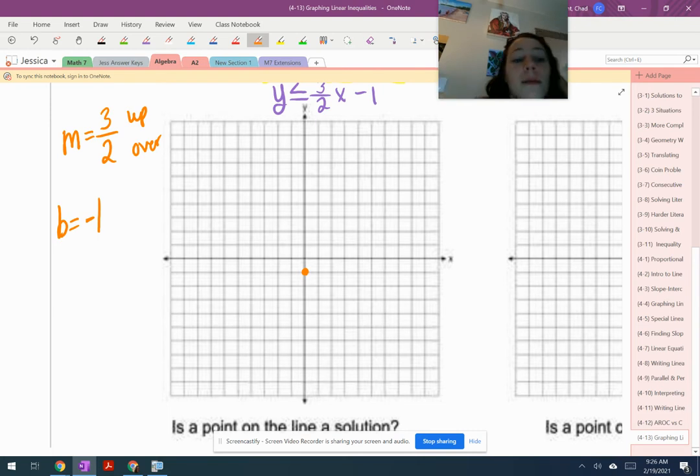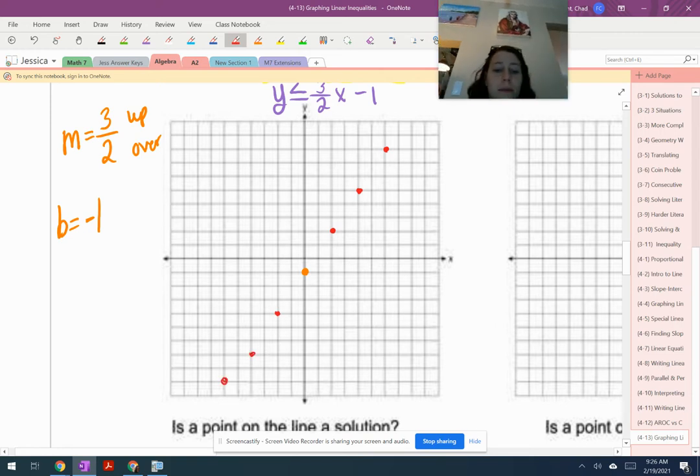And now my slope tells me up 3 and over 2. So up 1, 2, 3, over 2. Okay. Nope, I did that last point wrong. 1, 2, 3 over 2.